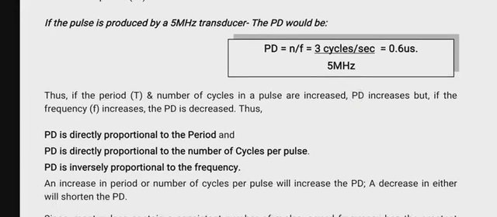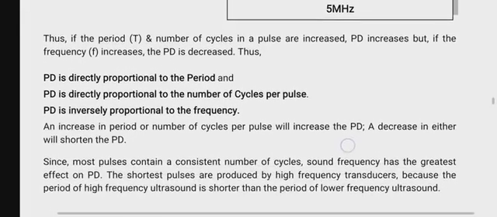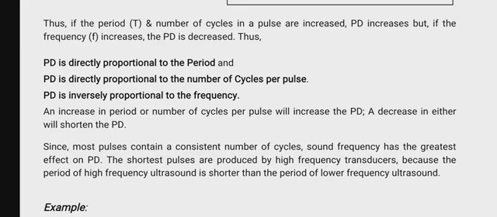So if the period and the number of cycles in the pulse are increased, PD increases. But if the frequency increases, the PD is decreased. So PD is directly proportional to period. PD is directly proportional to the number of cycles per pulse. PD is inversely proportional to frequency. Take notes. You definitely will be asked this kind of question in the exam.